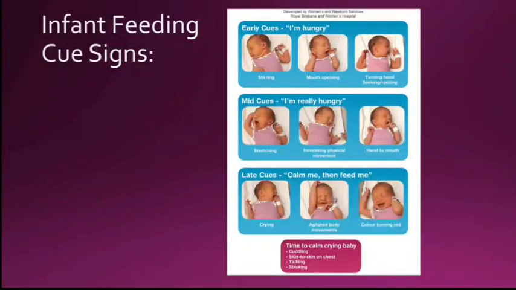So mouth opening, having a rooting reflex. If you scratch their cheeks, if you look at that top right one, if you were to stroke their cheek, a baby that's hungry will turn their head towards that and open their mouth. That's called a rooting reflex. It's one of the neurological reflexes that we test the baby for. So those are little cues that tell us, oh, this baby's hungry and we need to feed them.